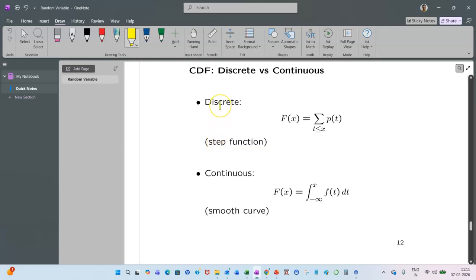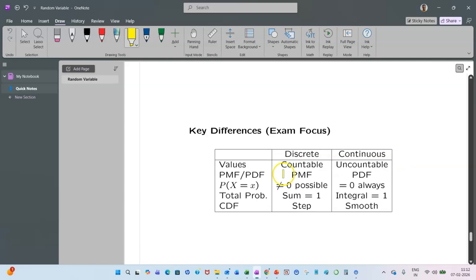So in case of a discrete random variable, the CDF, cumulative distribution function, F(x) equals the summation over t less than or equal to x of p(t). So that's for a discrete random variable. For a continuous random variable, capital F(x) is the integral from minus infinity to x of f(t) dt. For a smooth curve, we use the integral. For a mass function, we use the summation. That's the difference between discrete and continuous.